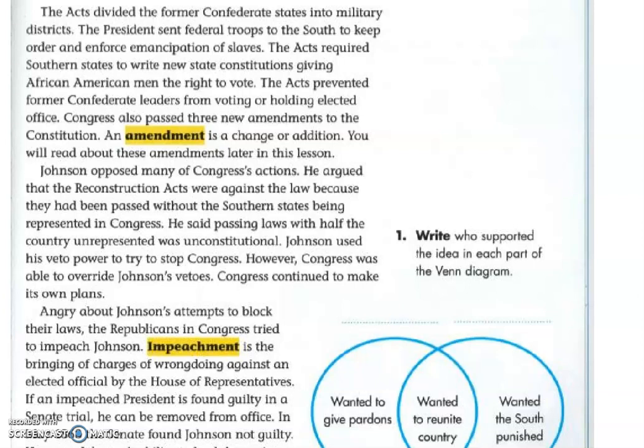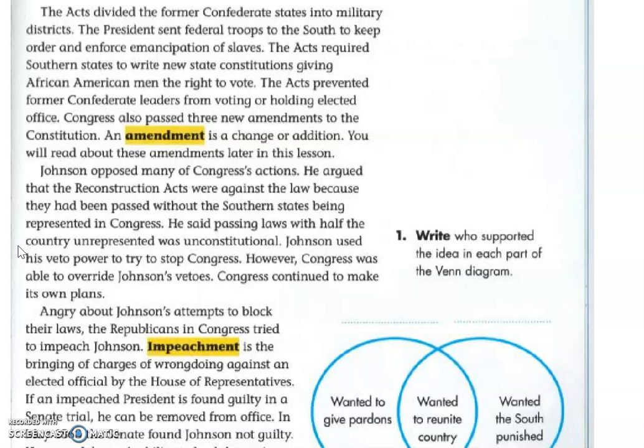Johnson opposed many of Congress's actions. He argued that Reconstruction Acts were against the law because they had been passed without the Southern states being represented in Congress. Because remember, at the time, the Southern states were still a part of the Confederacy and had not rejoined the Union and the United States federal government. He said passing laws with half the country unrepresented was unconstitutional. Johnson used his veto power to stop Congress. However, Congress was able to override Johnson's vetoes. Congress continued to make its own plan.